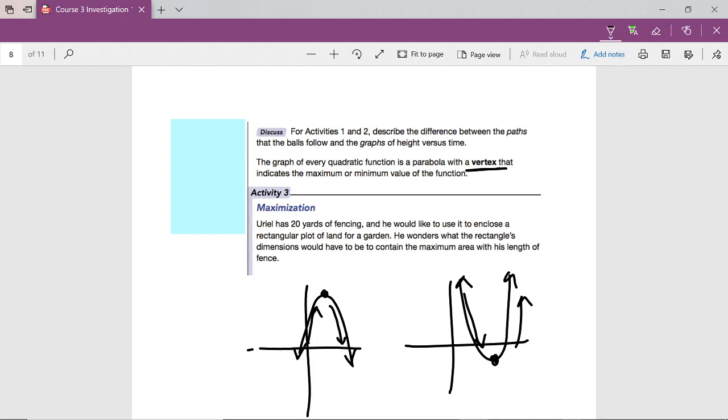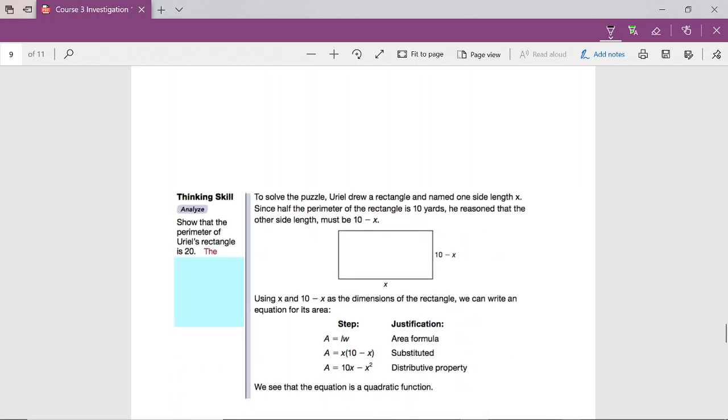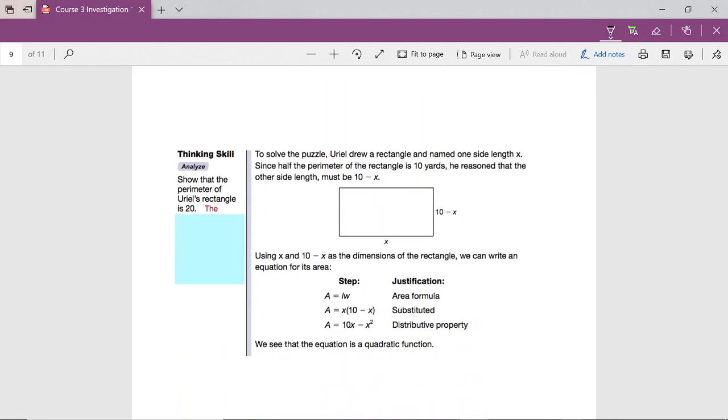So we have 20 yards of fencing here, and we need to enclose a rectangular plot of land for this garden, only using 20 yards of fencing. So this person wonders what the rectangle's dimensions would have to be to contain a maximum area only using these 20 yards of fencing. So to solve this puzzle, they drew a rectangle and named one side X. All right, we can see that right there.